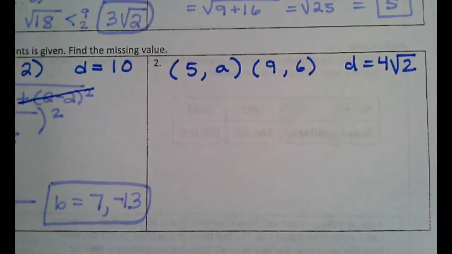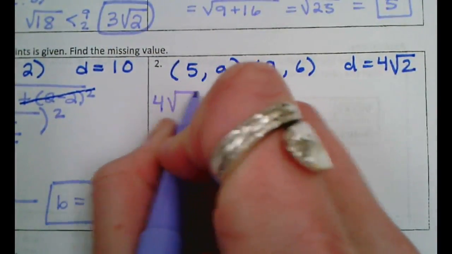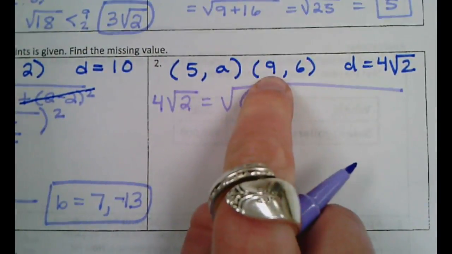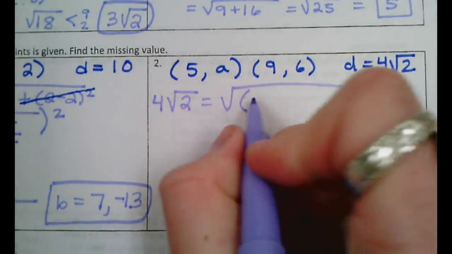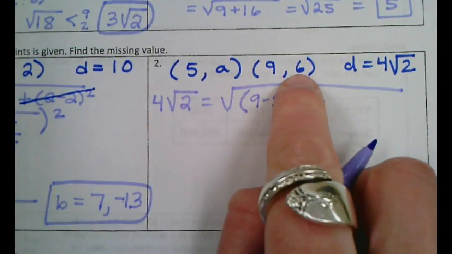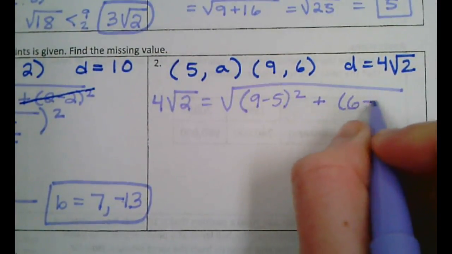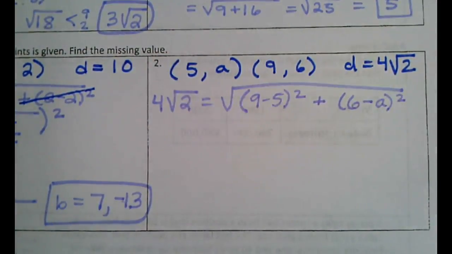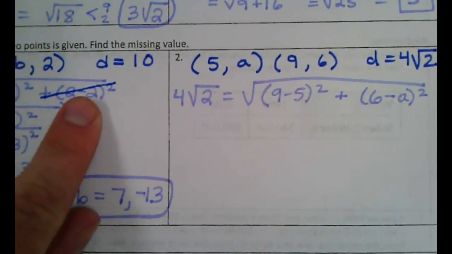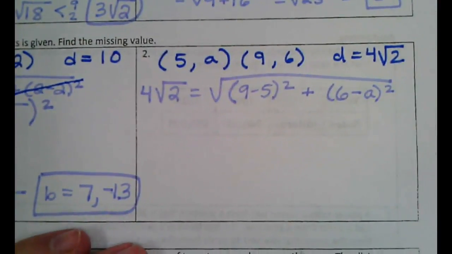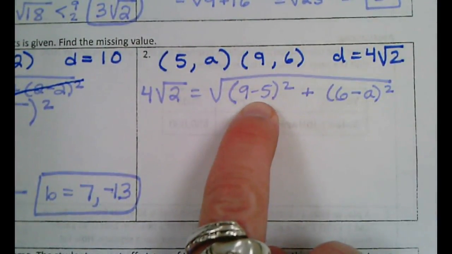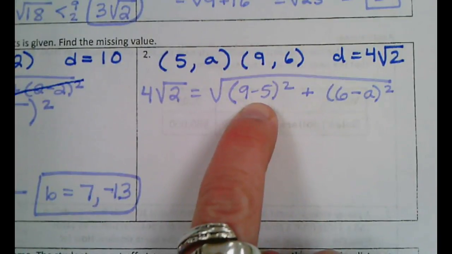So let's first put it in our formula. 4 square roots of 2 equals the square root of my x value subtracted, 9 minus 5 squared, plus my y value subtracted, 6 minus a squared. Now the reason I said this one was different is because we didn't have those values canceling each other out. Nothing so far in this problem. We could simplify this, and we will simplify it in just a moment.